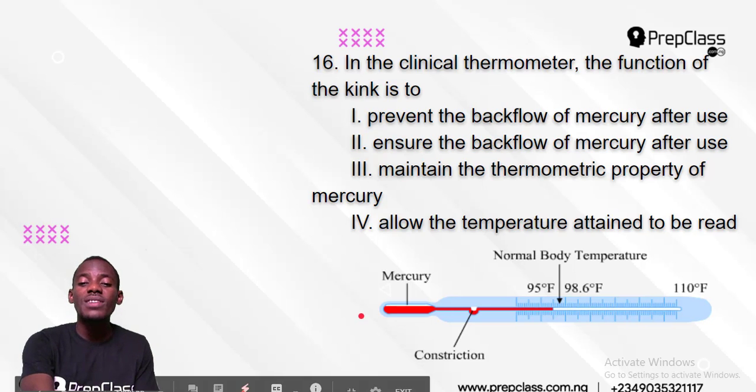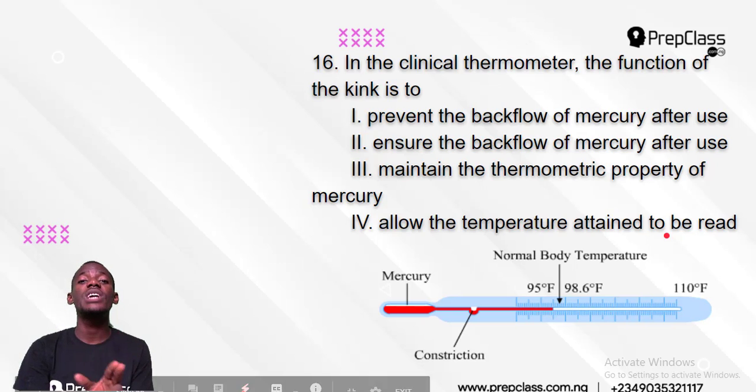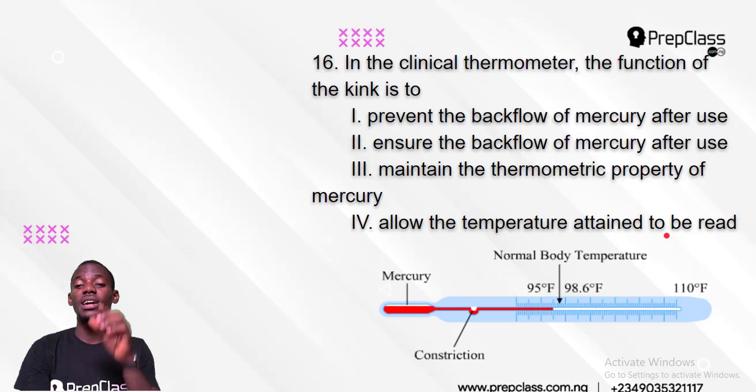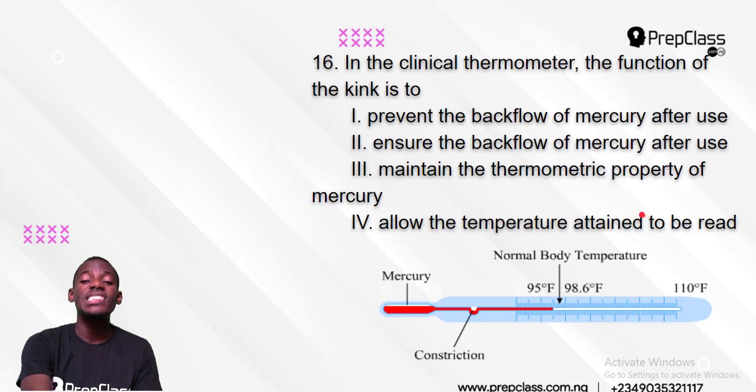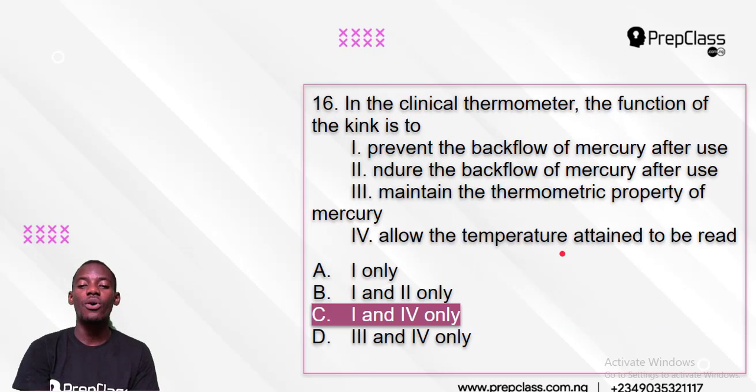Now the last one says allows the temperature attained to be read. The kink makes it possible to read temperature, because it prevents the mercury from flowing back immediately. So you can still hold it and see what it reads. Oh, this is okay, it is still there because of the kink, and that is correct. So the answer is therefore options 1 and 4. It prevents the backward flow of mercury after use, that's immediately, and it allows the temperature attained to be read, and that is also true. Those are the true answers to that question.